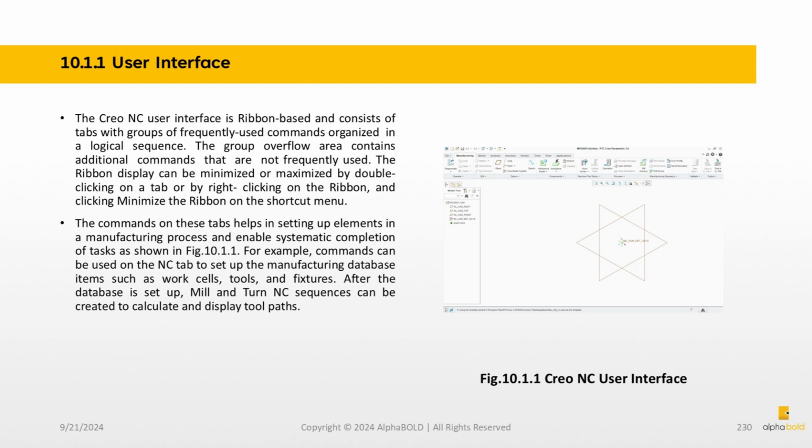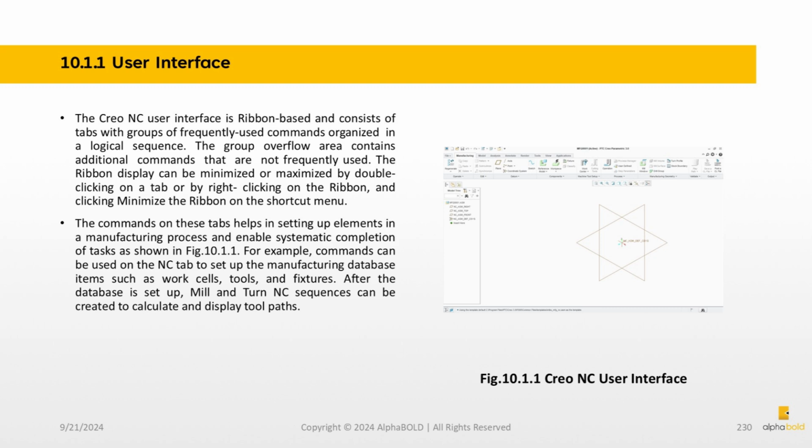The Creo NC user interface is ribbon-based and consists of tabs with groups of frequently used commands organized in a logical sequence. The group overflow area contains additional commands that are not frequently used. The ribbon display can be minimized or maximized by double-clicking on a tab or by right-clicking on the ribbon and clicking Minimize the ribbon on the shortcut menu. The commands on these tabs help in setting up elements in a manufacturing process and enable systematic completion of tasks.